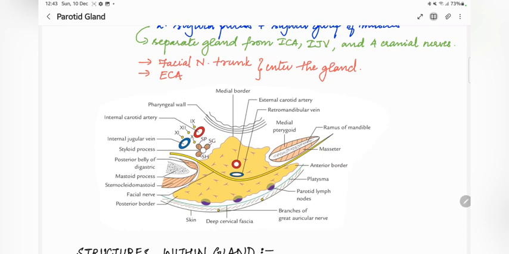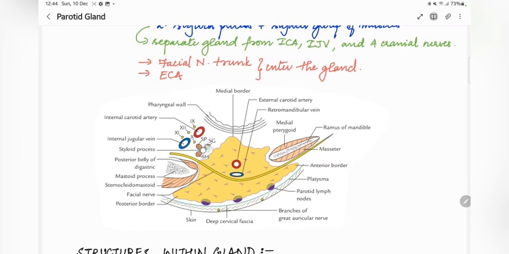Then the posteromedial surface is moulded onto the mastoid process and the styloid process and the associated muscles. The mastoid process is related to the sternocleidomastoid and the posterior belly of the digastric, whereas the styloid process is related to the styloid group of muscles: the stylopharyngeus, styloglossus and the stylohyoid.